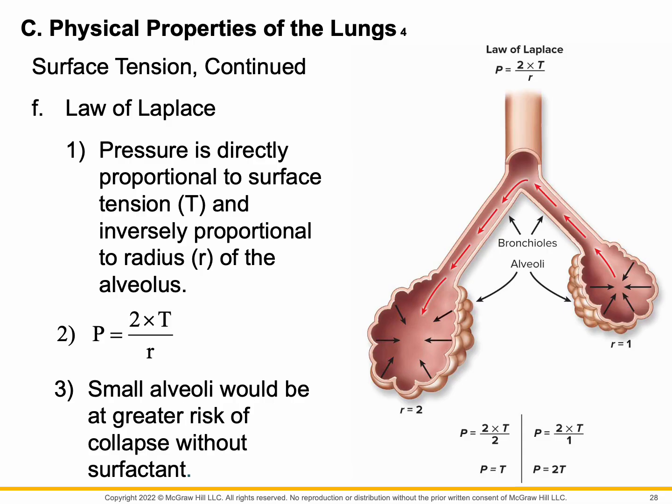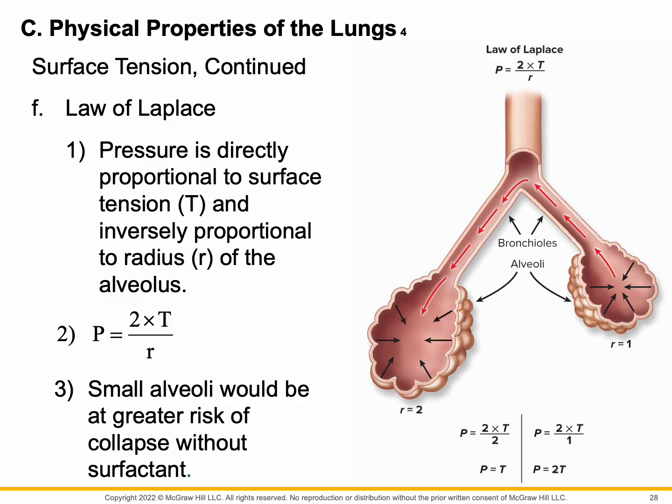If we look over on the image to the right here, you'll notice the law of Laplace is 2 times T over R. In this smaller alveolus, the R is 1, so P is 2 times T over 1, which is 2T. In the larger alveolus, the R is 2, so P is 2 times T over 2, which is T. How is this biologically relevant?